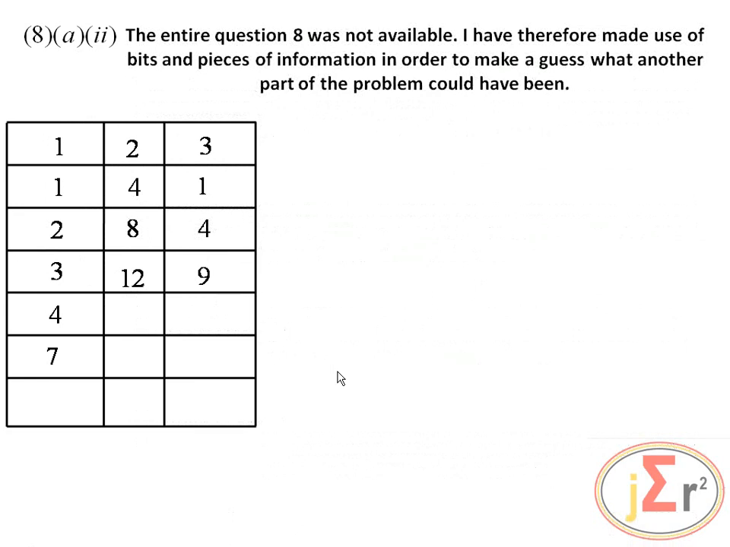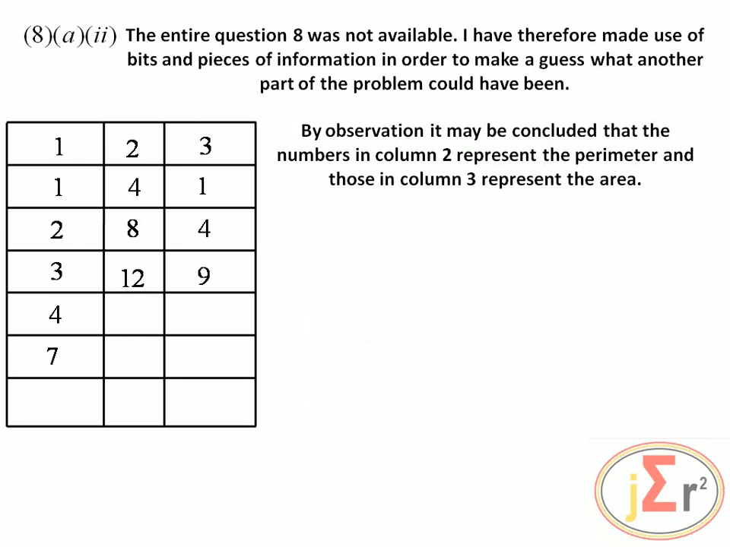The entire question 8 was not available. I have therefore made use of bits and pieces of information in order to make a guess what another part of the problem could have been. By observation, it may be concluded that the numbers in column 2 represent the perimeters and those in column 3 represent the areas.